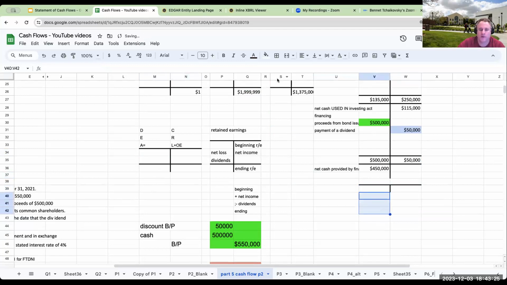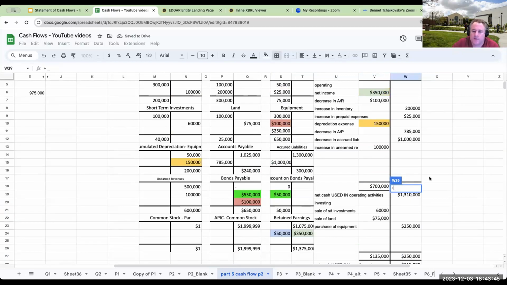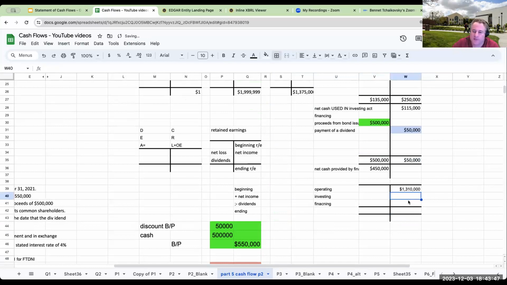What do I want to go through and do? I want to check my work. The way I can check my work is I'm going to do a little T account right over here. Operating, investing, financing. Over here for operating, this is going to be a credit of 1,310,000. Investing was 115. Financing was 450. When I add up these different amounts and subtract the smaller from the larger, I get a net decrease of 975, which is the answer I was looking for.